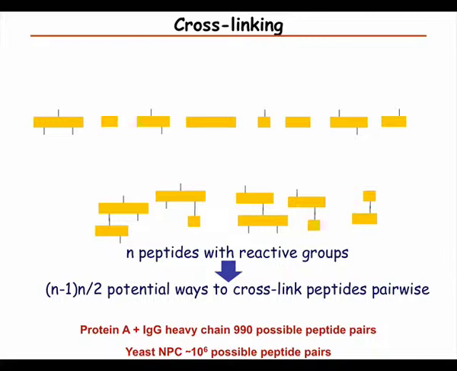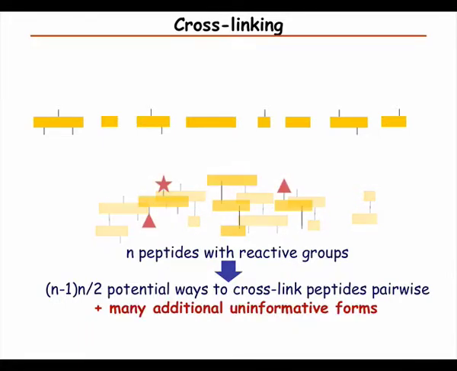And on top of this, these are just pairs. Then there are lots of uninformative forms, like where we just get a single cross-linker as a modification, or cross-linking that happens between amino acids that are very close to each other in the linear chain, and so on.